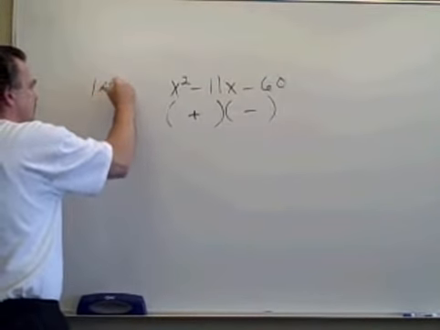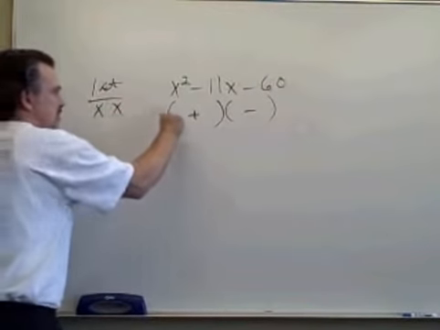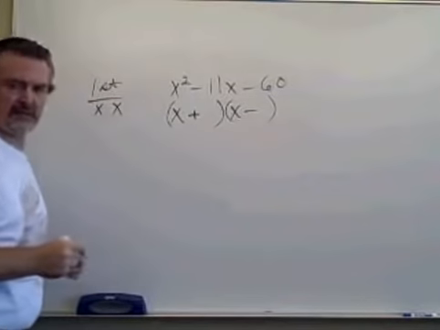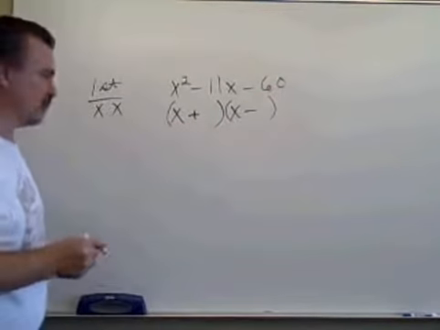Now let's list the factor pairs that will make the x squared. Well, that's just x times x. Since that's the only pair, let's go ahead and put it in right away. Now let's list the factor pairs that will make 60.